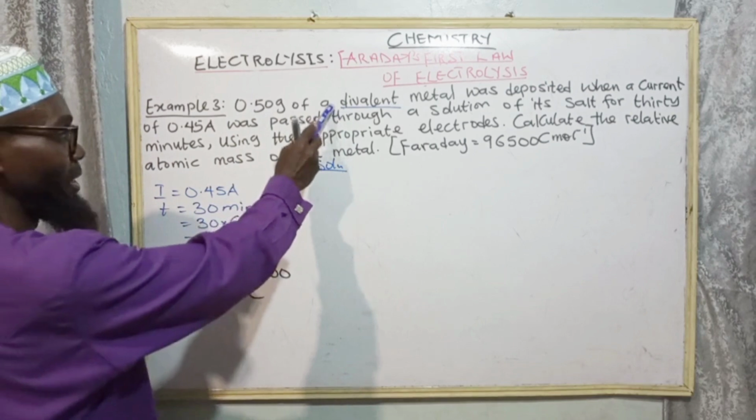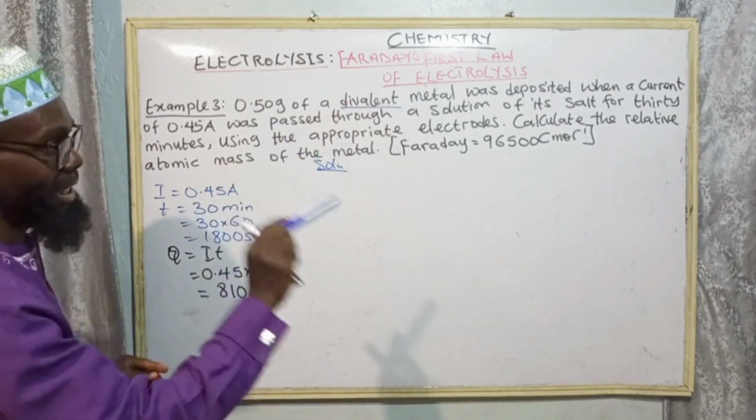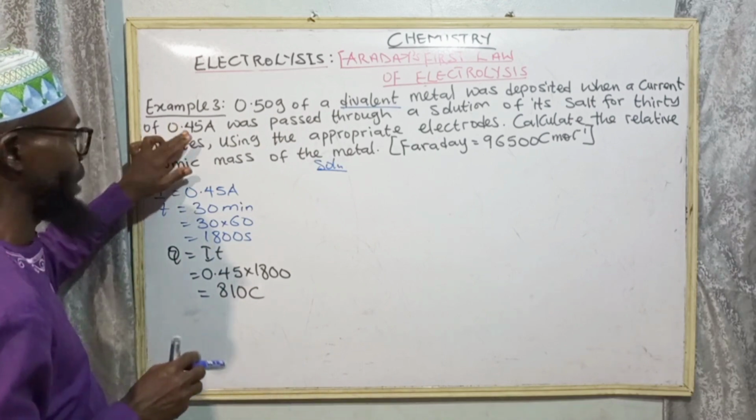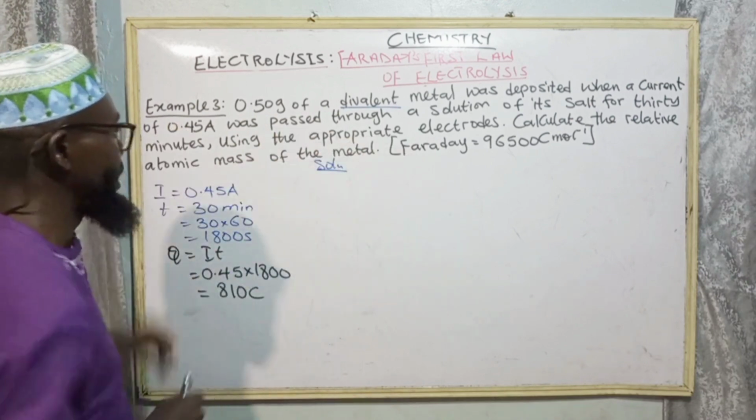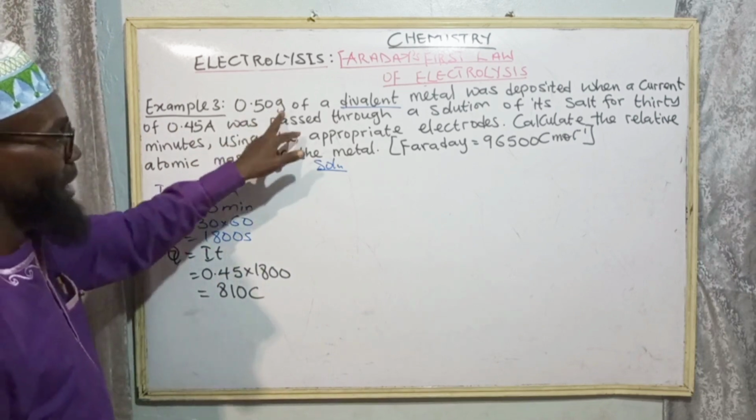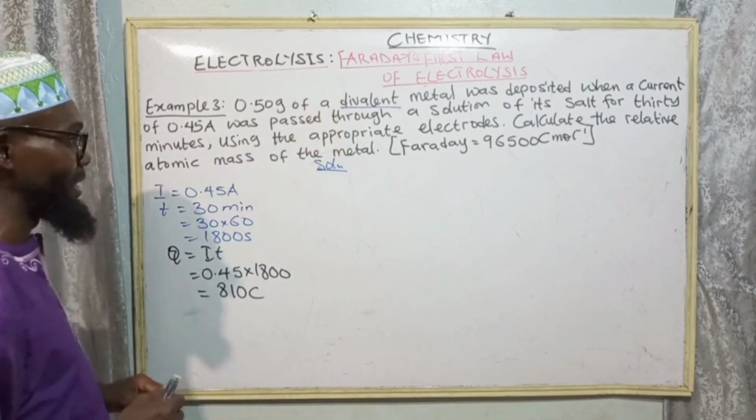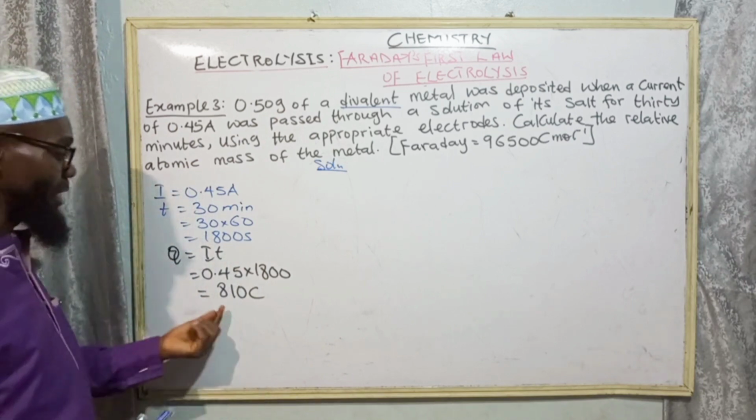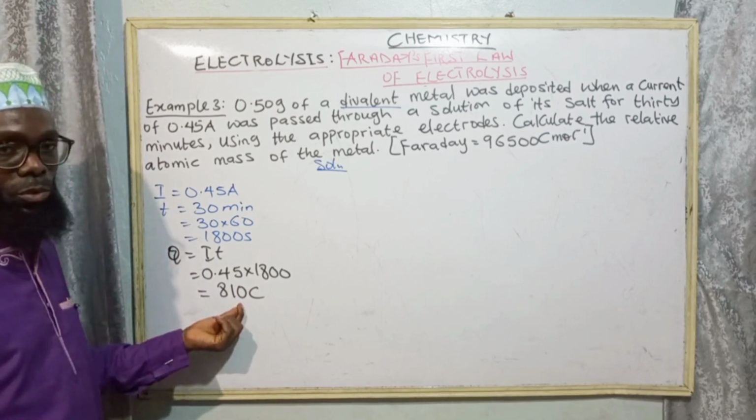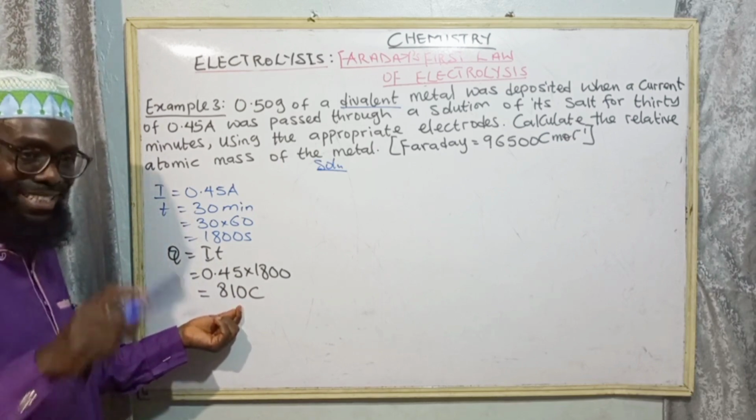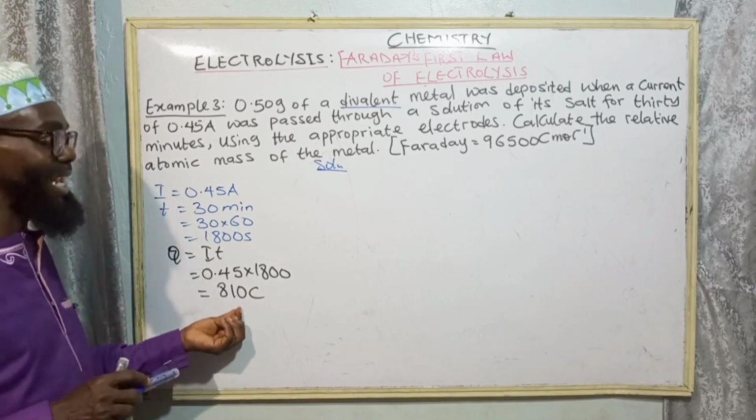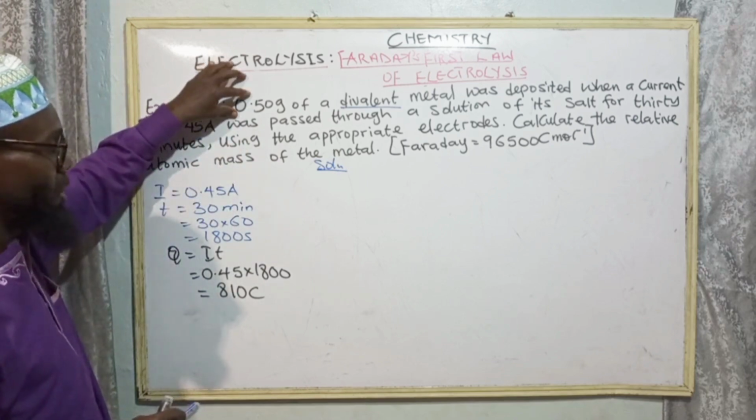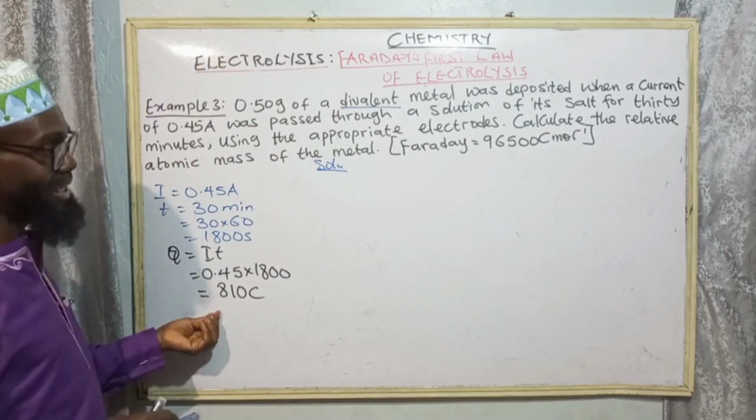0.50 grams of a divalent metal was deposited when a current. So instead of mentioning 0.45 ampere and measuring 30 minutes, we just say that 0.50 grams of a divalent metal was deposited when a current of 810 coulomb was passed through it. So the quantity of electricity that was passed through it now is 810 for a divalent metal, which means that 0.50 gram is going to be equal to 810 coulomb.